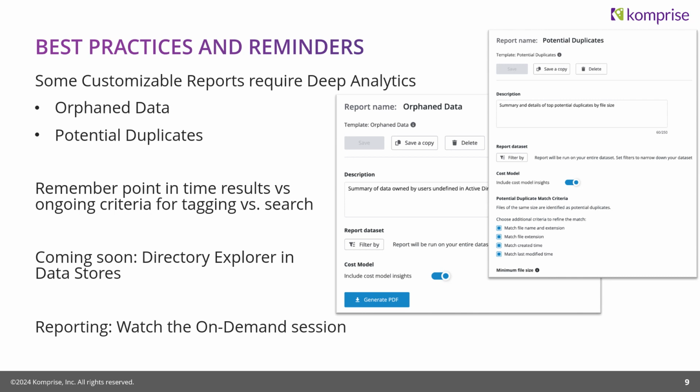And then the point in time you talked about, I thought that was really interesting, the tagging versus the query for ongoing criteria. That was kind of the difference between when to do a tag and when to query. As Jeremy said, we're going to be doing a lot of interesting things with smart data workflow, so we'll do some sessions on that in future sessions. The Director Explorer is coming soon for data stores. It's already available for deep analytics. And do watch the reporting webinar if you want more on where we're going and some tips and tricks around Komprise reporting. Anything I missed there, Jeremy? Did I cover it? No, that covers everything.